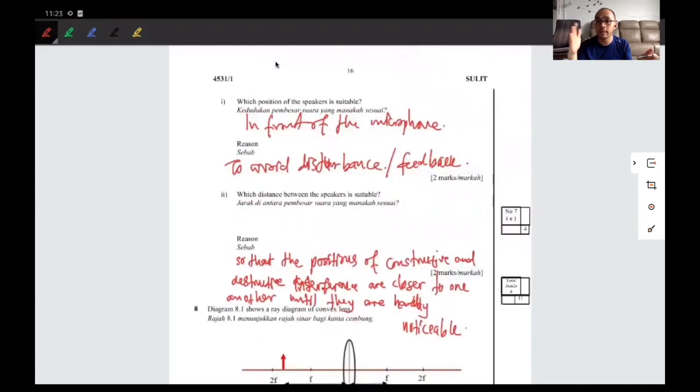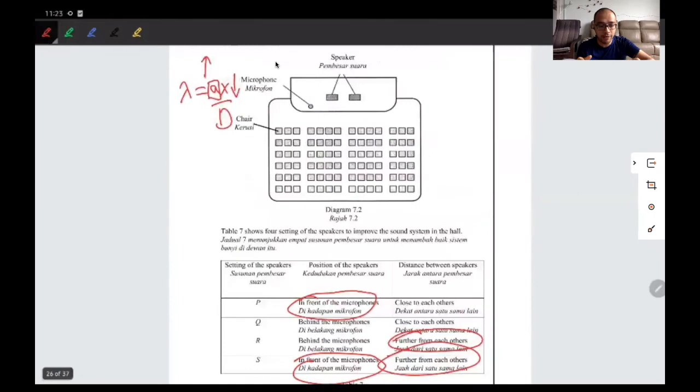It is hard to differentiate which is constructive and which is destructive. If your X is very big, it means it is very obvious here is constructive, and here is destructive. Poor destructive, it is less audible. But if your constructive and destructive are very near to one another, then the destructive can tumpang the constructive from next door.